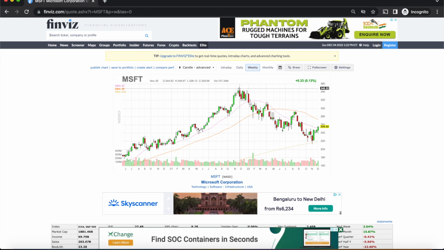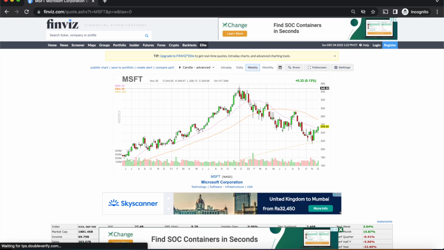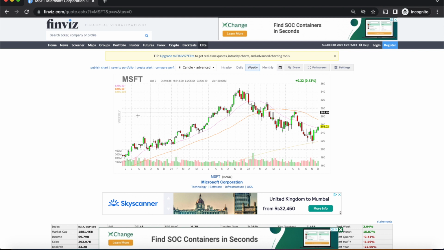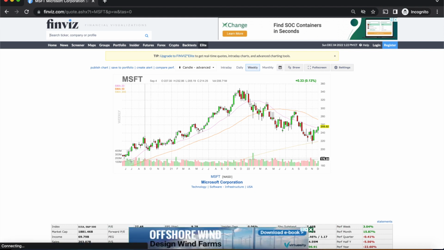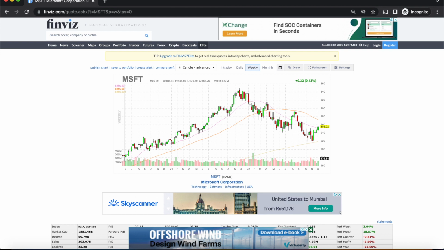So when the prices are low, more shares are being added. When the prices are high, then a lesser number of shares are being added. The invested amount remains the same. And if you look at all these months taken together, what you will realize is that some shares were bought at a lower price, some were bought at a higher price.